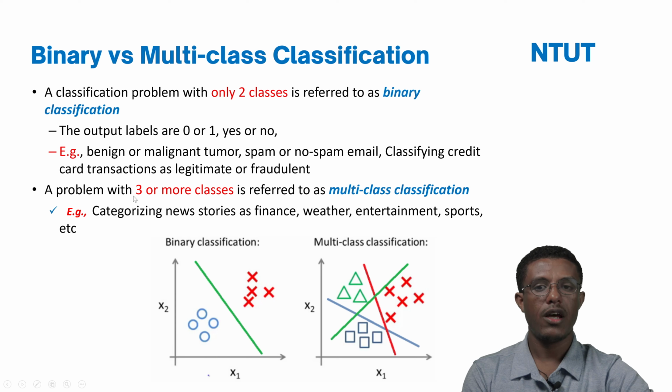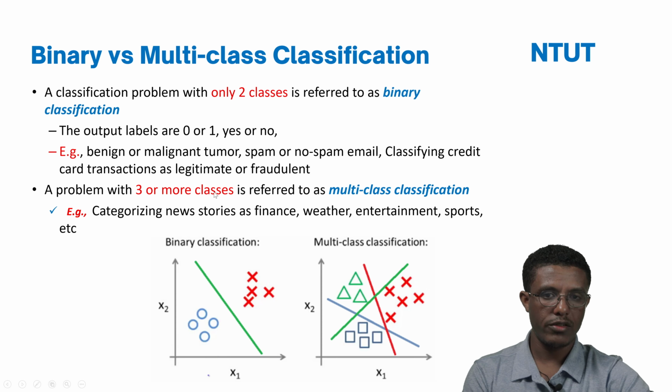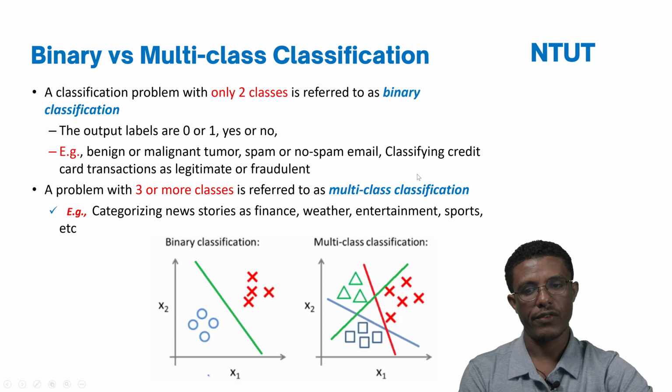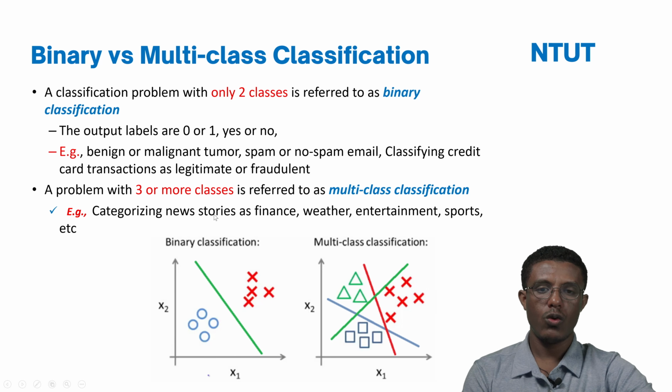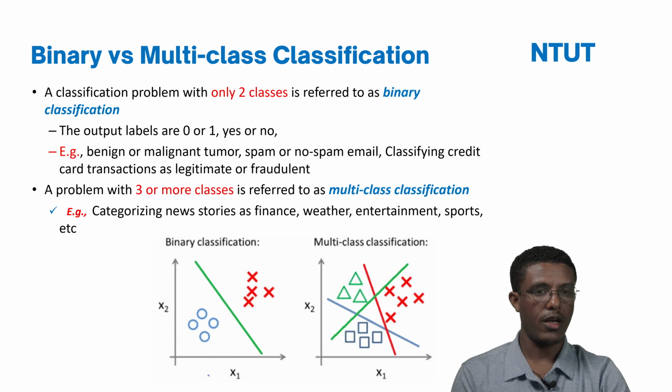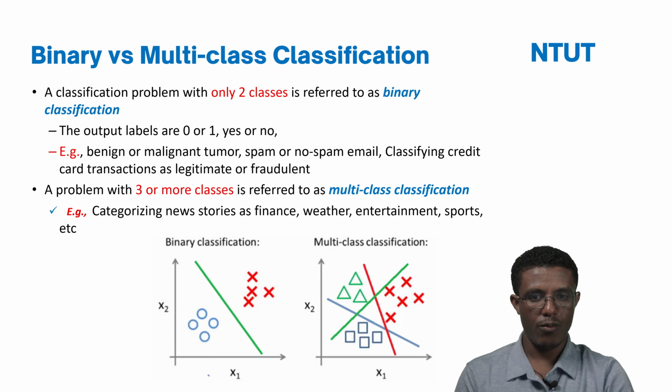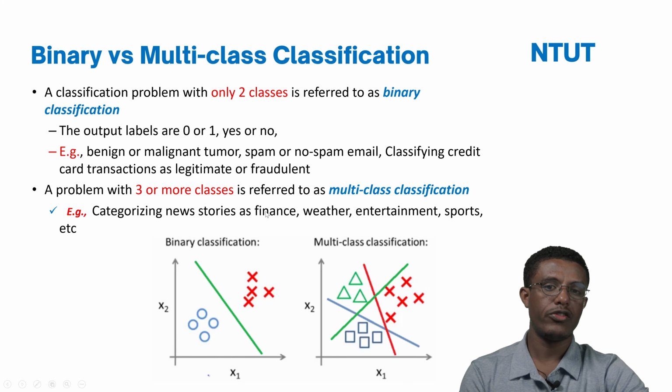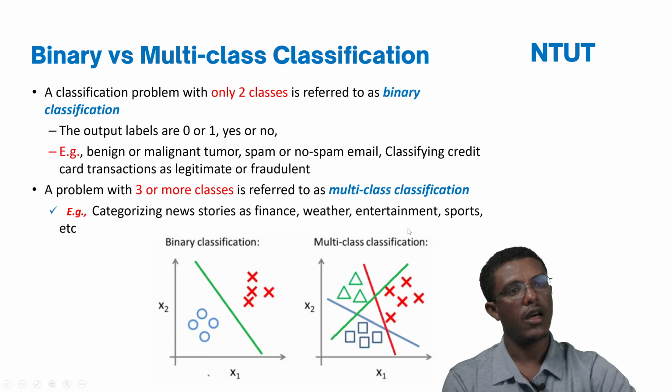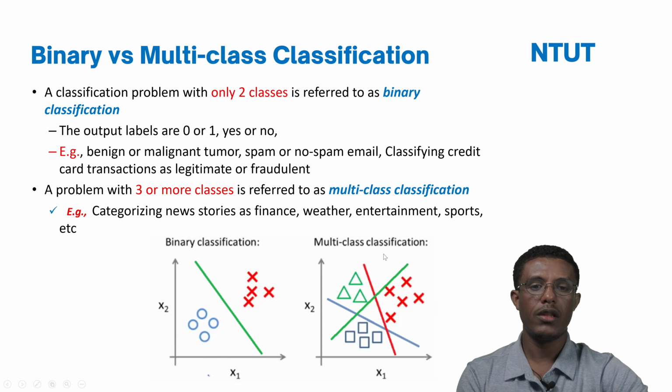If the number of classes is 3 or more, it's referred to as multi-class classification. For example, categorizing news stories. Let's say we have newspaper data, and we can categorize the story: is the story related to finance, weather, sport, etc.? That means the classes are more than 3, such as finance, weather, entertainment, and sport. So if the class count is 3 or more, we say multi-class classification.